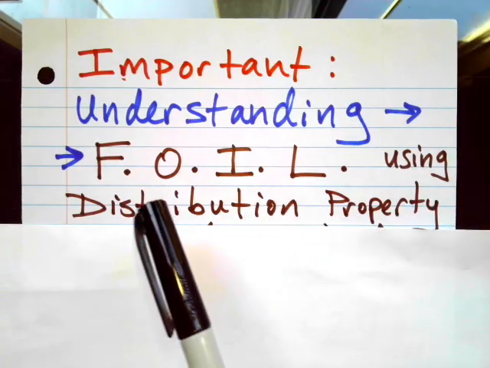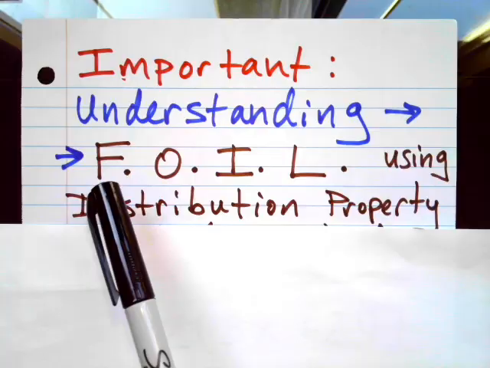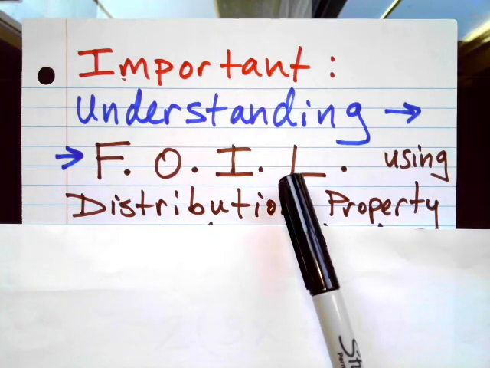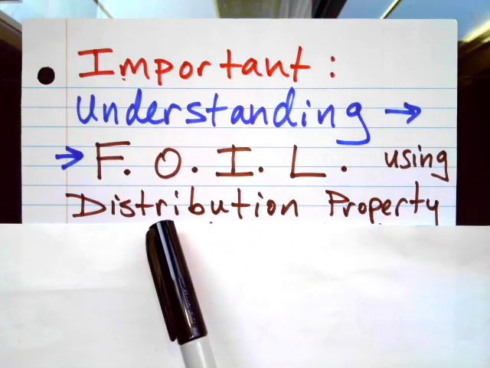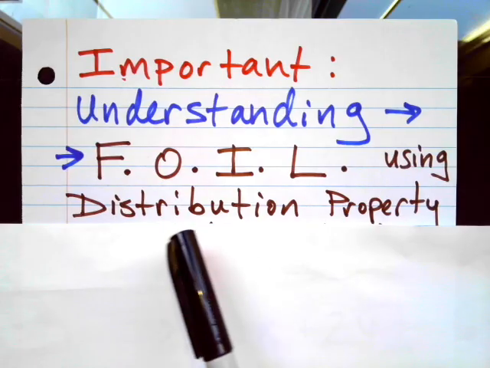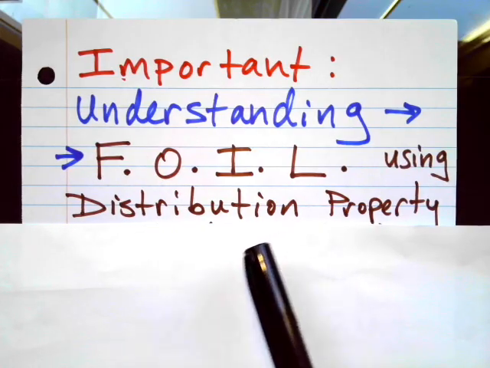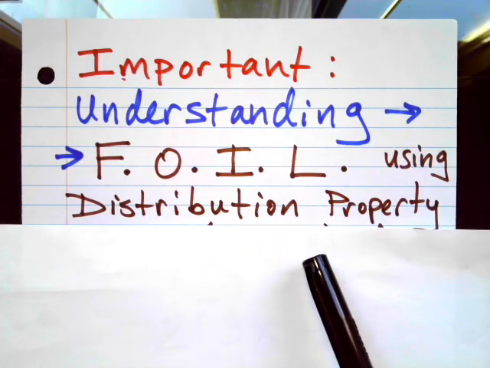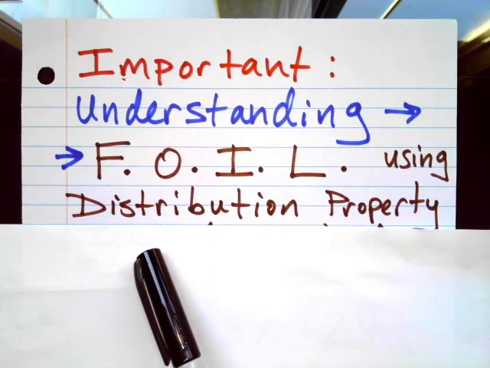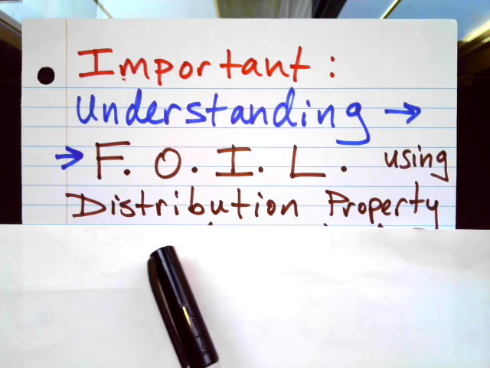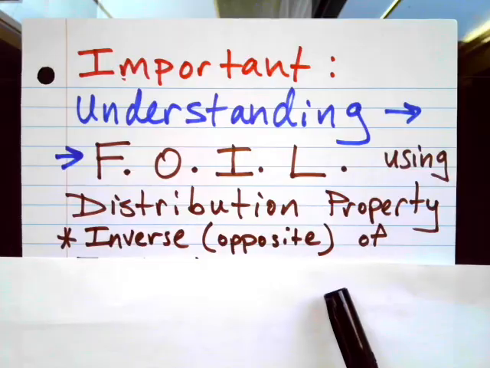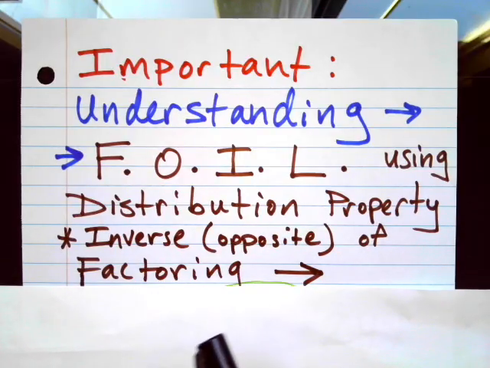When you are focused on FOIL, FOIL stands for first, outer, inner, last, right? And basically you're using what's called the distribution property. Anybody who's familiar with distribution understands it's multiplication. It's multiplying, or distributing, a term that's outside the parentheses, typically, with each term inside the parentheses, right? And I'll go over that with you in a moment.